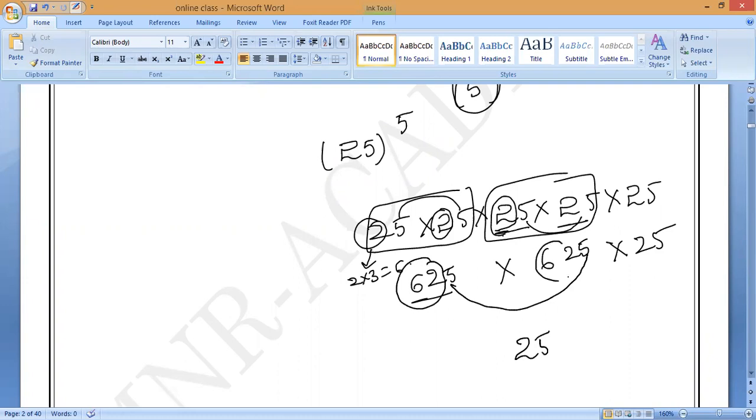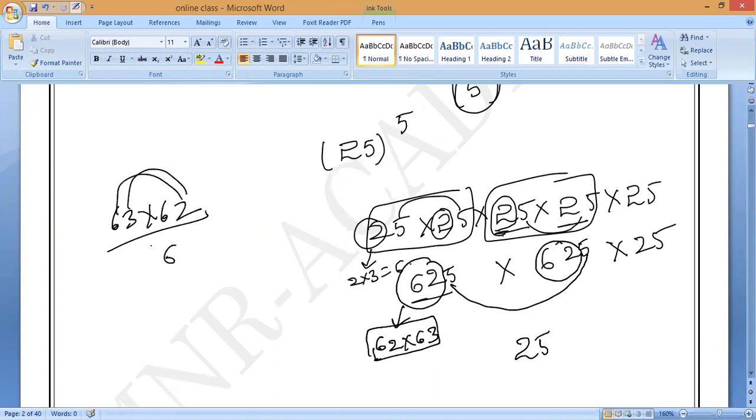62 multiplied with which number? After 62, the successor, 63. 62 into 63. Do the multiplication and say the answer. 62 into 63, what is the answer? 2 3s are 6, 2 6s are 12, 6 3s are 18, 6 6s are 36 plus 1, 37. So 3906.